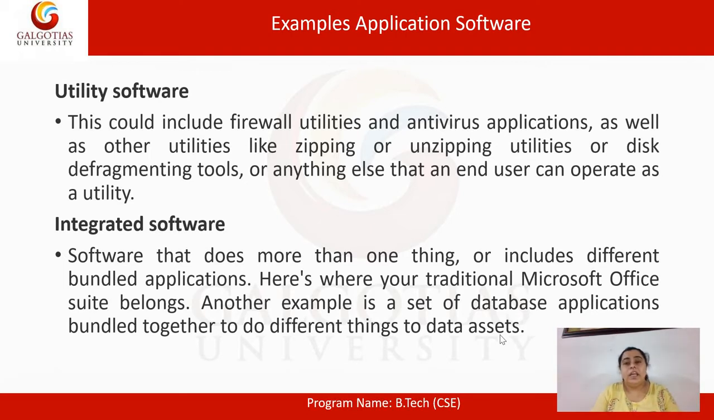Firewall is for security, antivirus is also for security. WinRAR and WinZip are for compressing files. And then come your defragmenting tools, which are basically used to move all the free space together, right? That's what your utility software is. Then comes your integrated softwares.